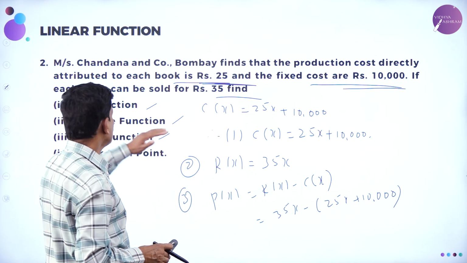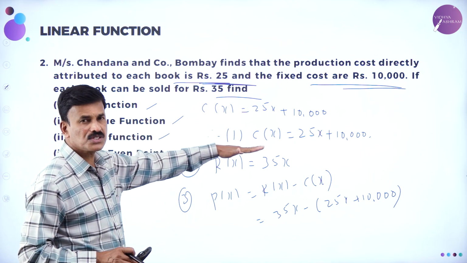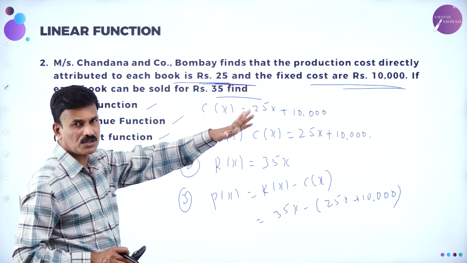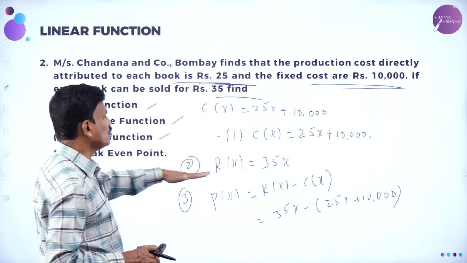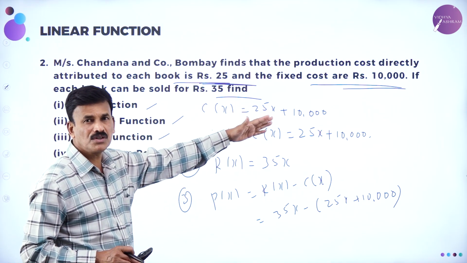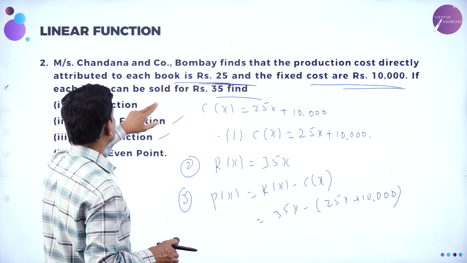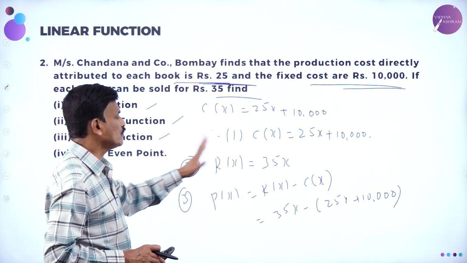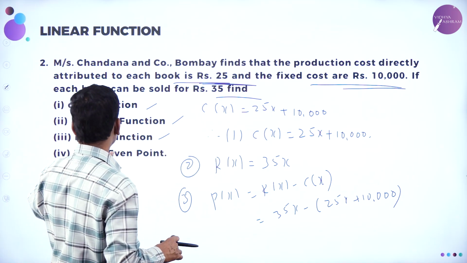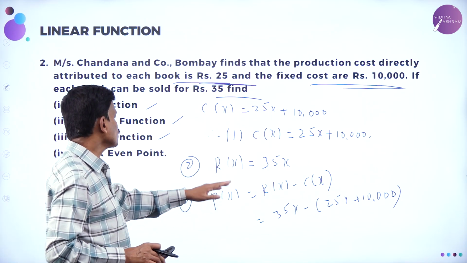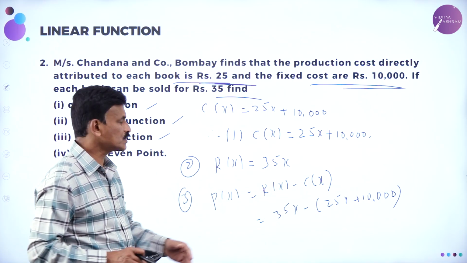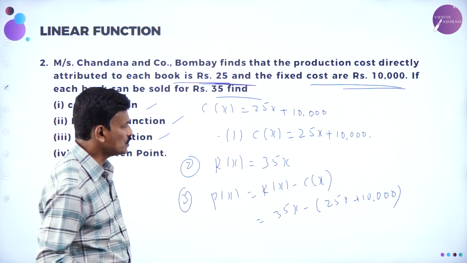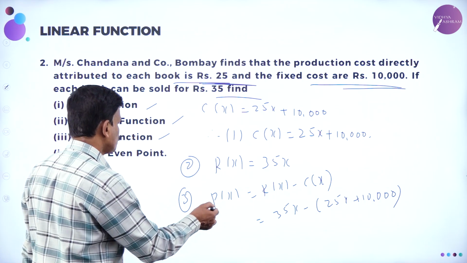See here, the first one is the cost function C of x is equal to 25x plus 10,000. And the second one is the revenue function R of x. What is the revenue we are going to get? Rupees 35 we will get if one book is sold. So, 35x. Then what is the profit function? Profit function is nothing but revenue function minus cost function. So, 35x minus 25x plus 10,000. Let me go to the next page.